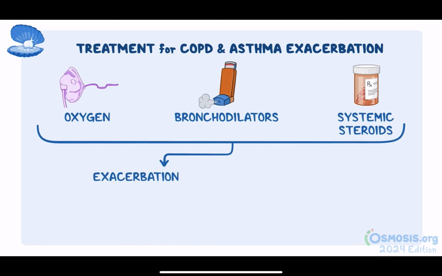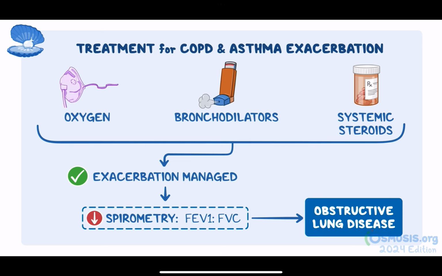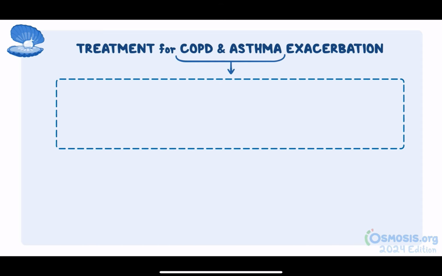Once the exacerbation has been managed and resolved, you can perform spirometry to assess the FEV1 to FVC ratio to confirm the diagnosis. If the ratio is reduced, you can diagnose obstructive lung disease. Next, to determine if it's asthma or COPD, perform bronchodilator reversibility, or BDR testing.